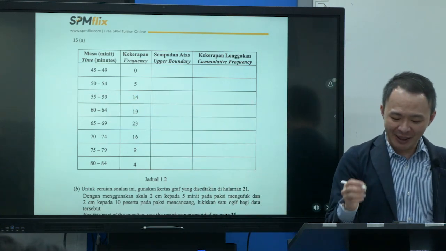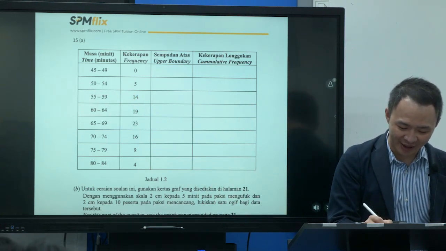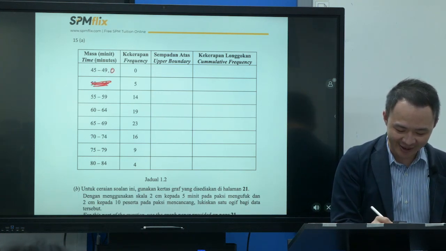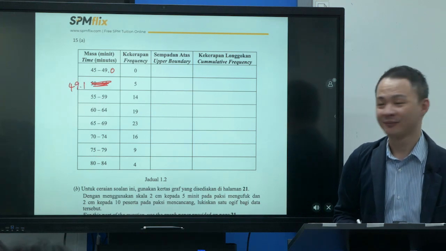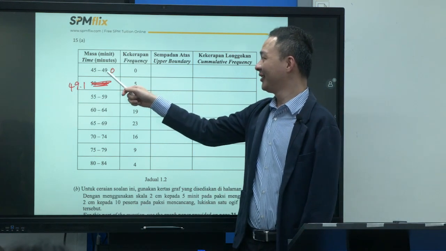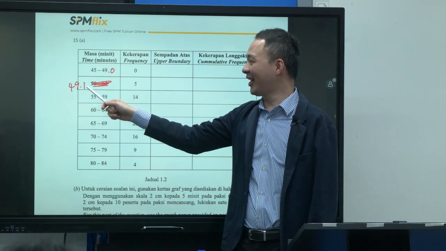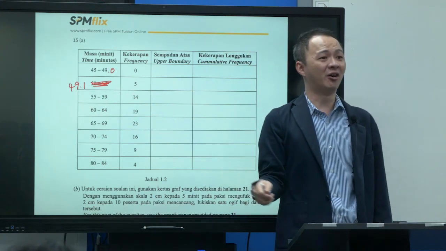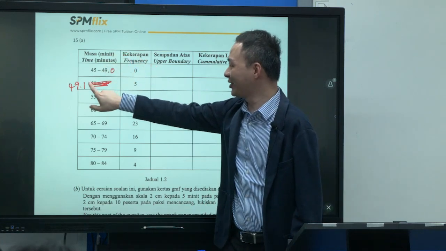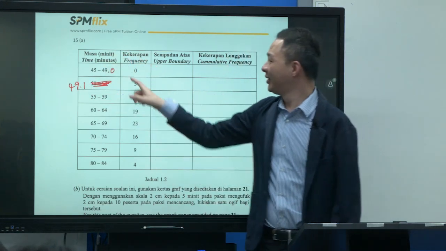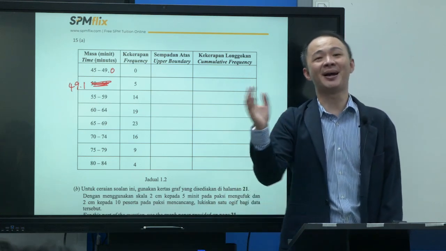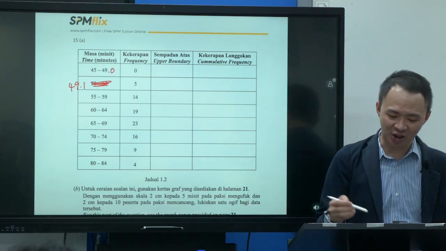Why? If I want to trap you, I can do it like this. This 49.0, I change it to 49.1. Do you see? This is 49.0, this is 49.1. And then if you add 0.5, you get the thing wrong. It is always upper bound plus lower bound divided by 2. This value plus this value divided by 2. But in SPM, most of the time it is plus and minus 0.5 only. They will not trap you like this.